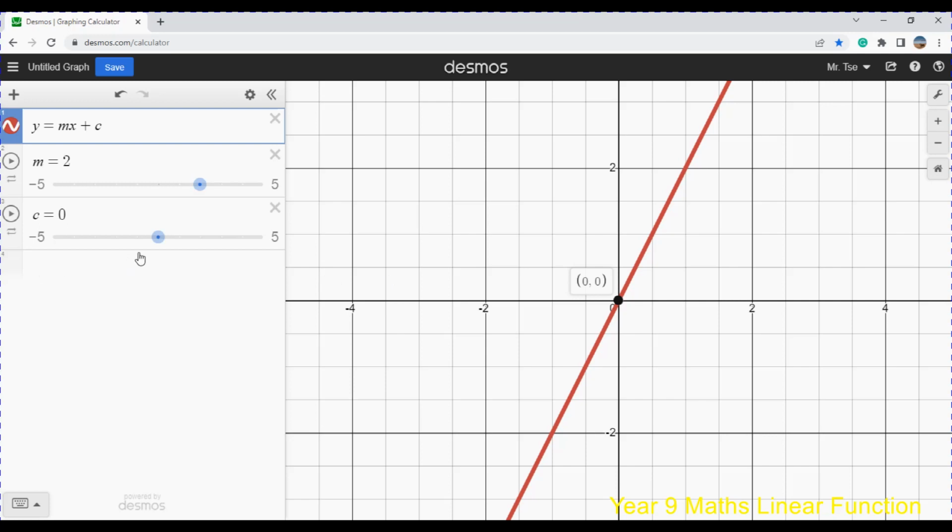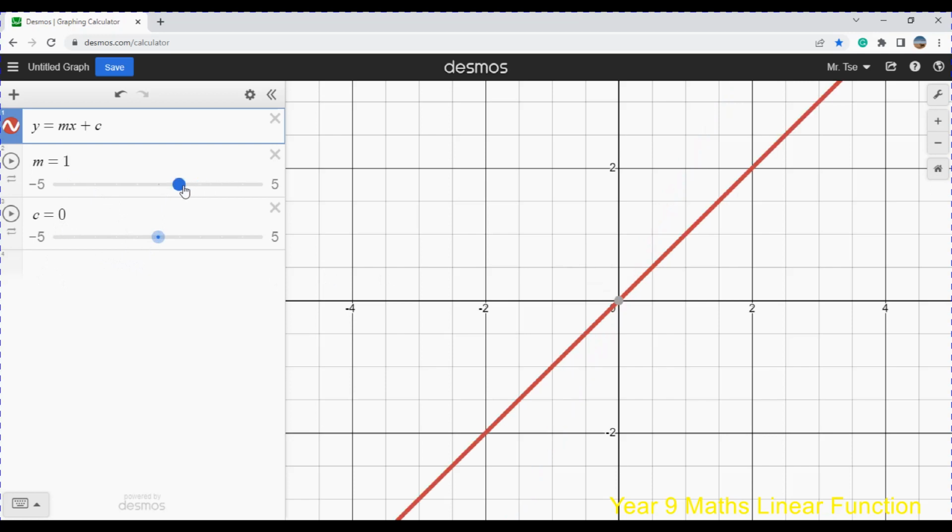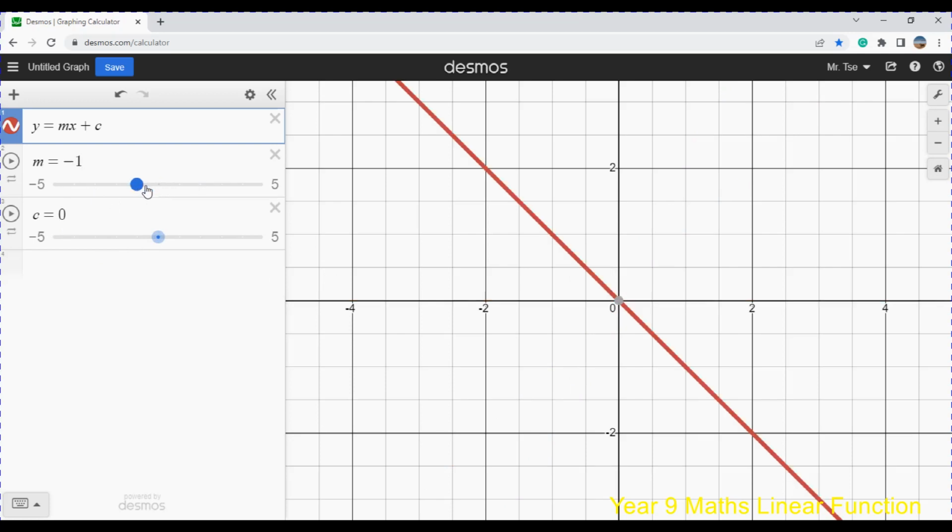Okay, so let's try to make m negative. For example, if I make m negative 1, now you can see the line becomes decreasing. It's like a dropping line from left to right. The rise now becomes negative for every 1 unit of run. So that's why the gradient is minus 1.